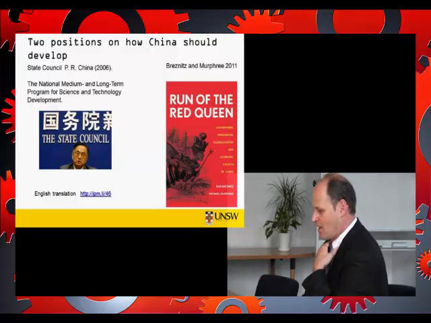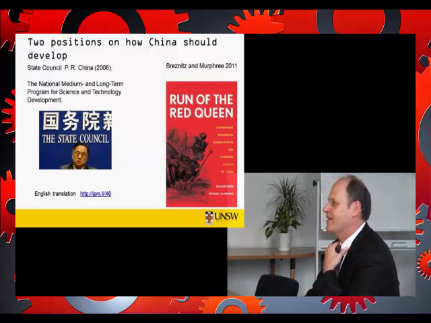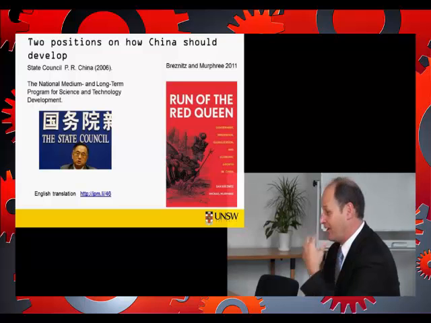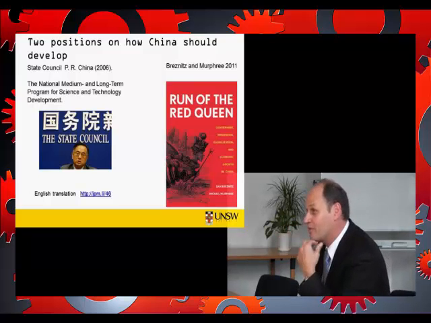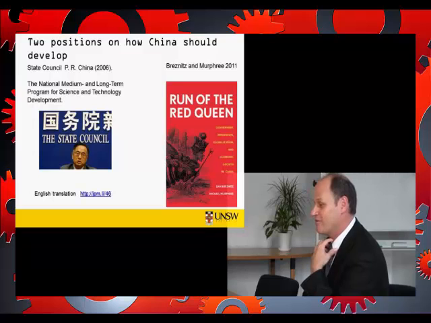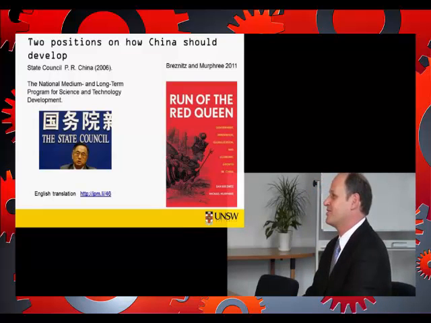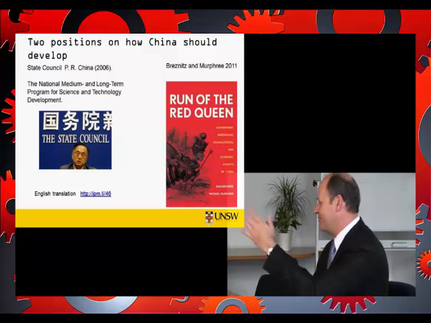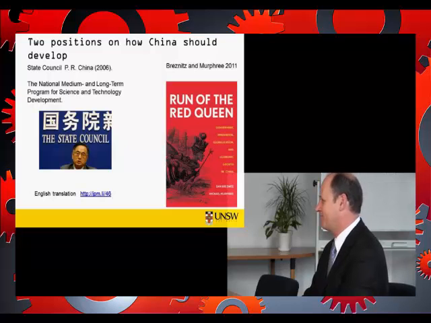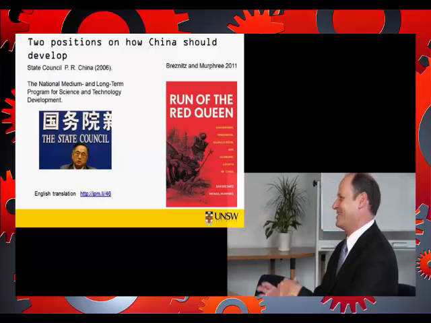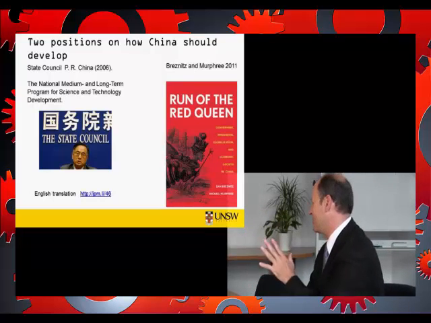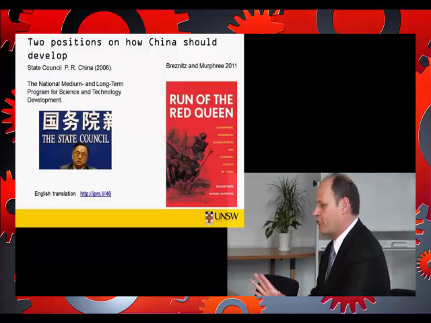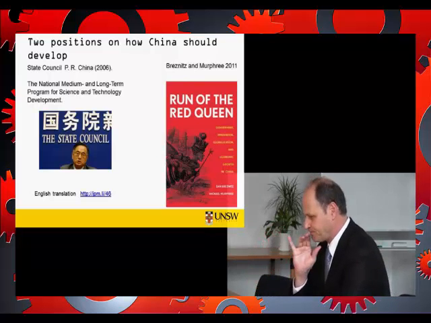And then, as I'm getting into this, again, for those of you who are working on innovation in China, you would have heard about this book I came across, The Red Queen, by Breznitz and Murphree, which said this is completely wrong-headed. The idea that China, in the medium term, should try to have more Apples in the world doesn't make any sense. I'm exaggerating a bit here. So let me walk through what the arguments are.